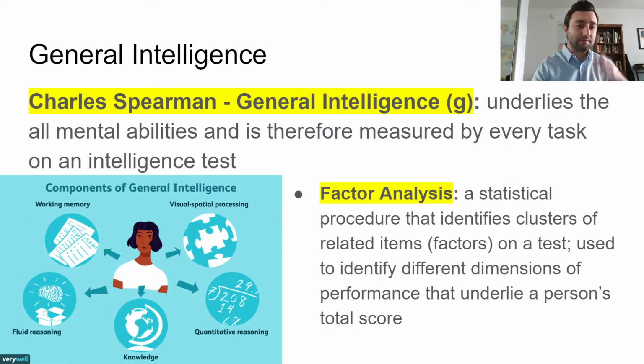Okay, sorry about that. So our first theory of intelligence is from Charles Spearman, which is general intelligence, or g. It's this lowercase g. So basically the idea is that this one factor, intelligence, underlies all mental abilities. Everything that we do to measure intelligence is measuring the same thing, just in different ways. So let's say you take an intelligence test and you've got a bunch of questions that you answer. The idea is that all of those different questions are measuring the same kind of overall idea.